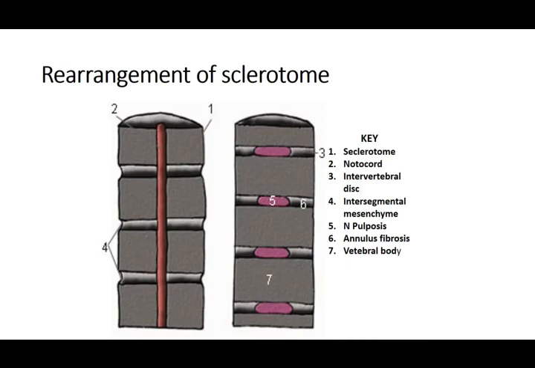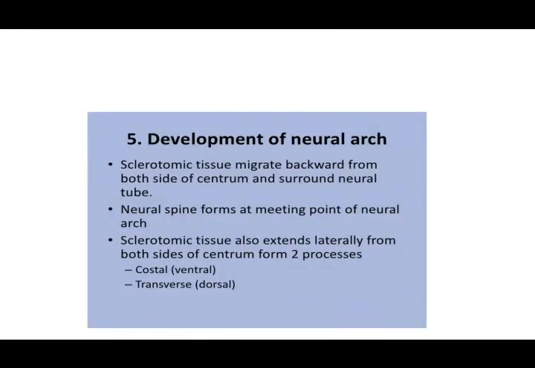So the level of your intervertebral disc is going to change, and then the nucleus pulposus just stays in the center, that is 5 and 6. Then the development of the neural arch from the body: the sclerotome process is going to go backward, on both sides of the centrum, and surround the neural tube. And this unites and forms the neural arch.